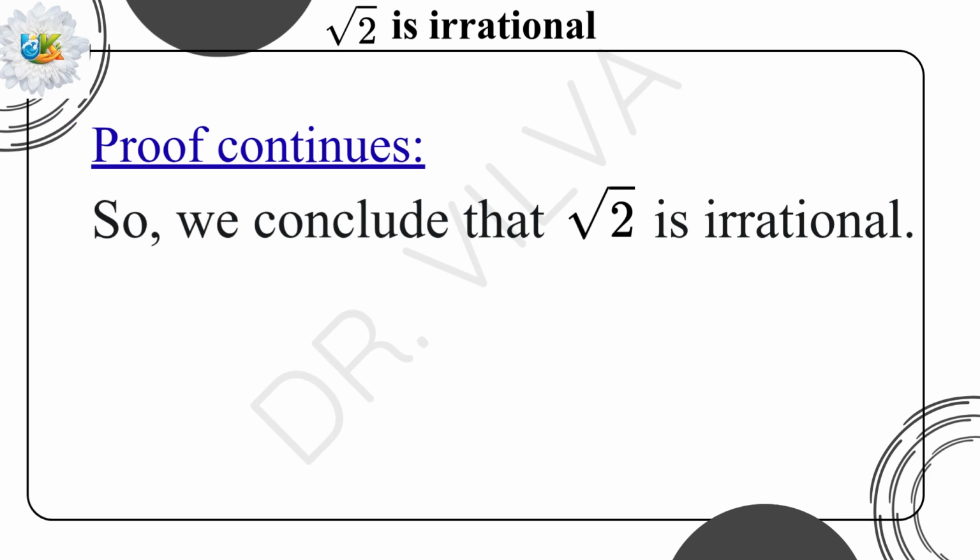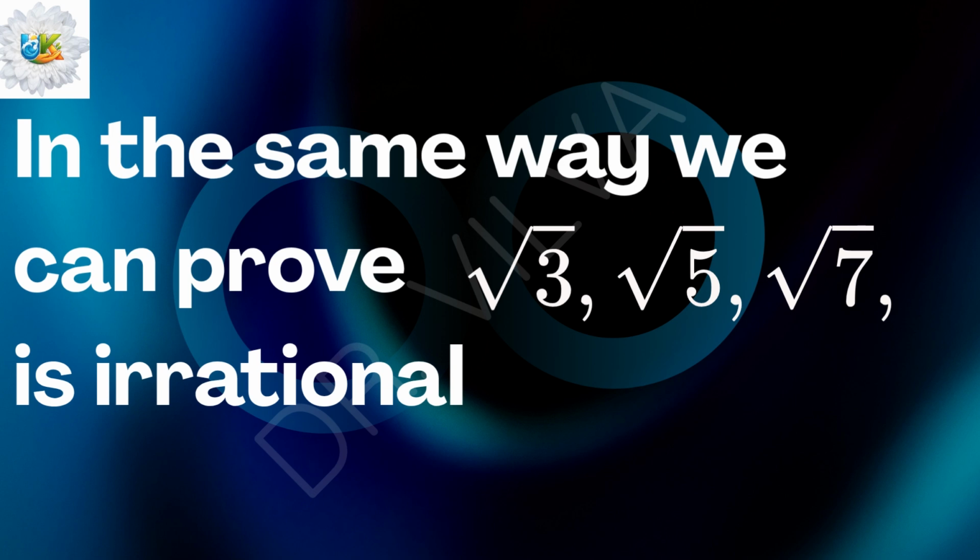Therefore, square root 2 cannot be rational. It is irrational. You can use this exact same method to prove square root 3, square root 5 or square root 7 are irrational. The logic remains the same for all square roots of a prime number.